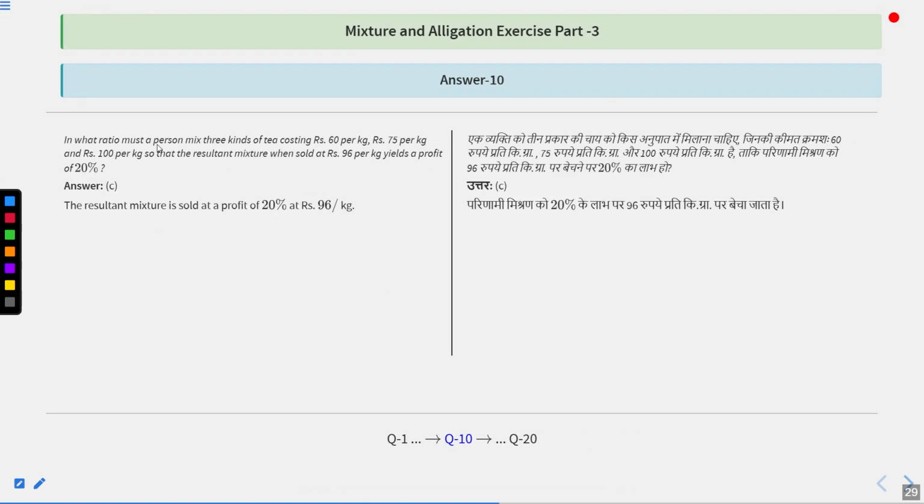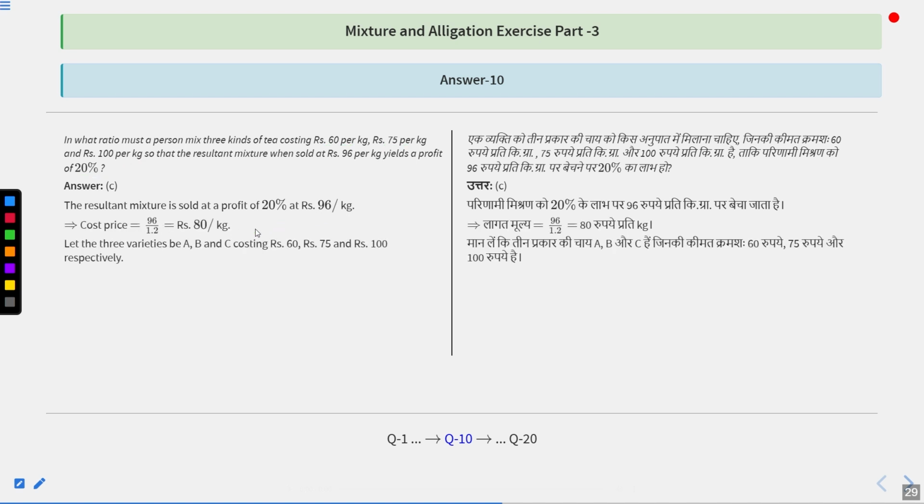Question says that in what ratio must a person mix 3 kinds of tea? Clear? Which is 60, 75 and 100 rupees per kg. But when he sells the mixture at 96 rupees, he gets a profit of 20%. So the resultant mixture is sold at 20% profit at 96 rupees. So what will be the cost price of the mixture? It will be 80 rupees.